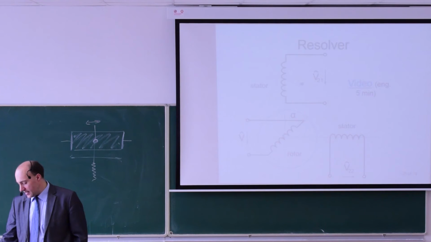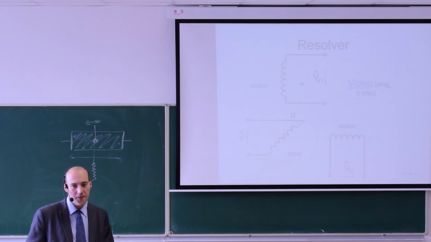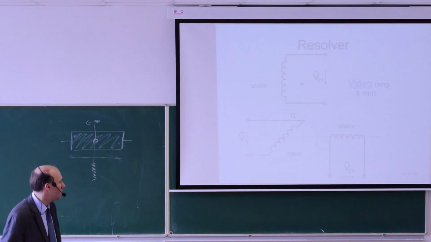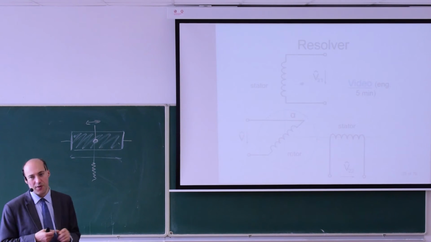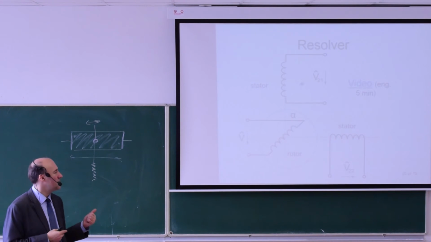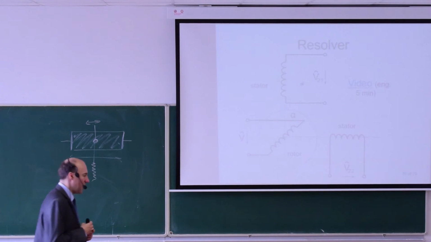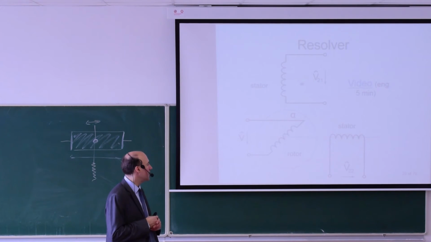So, the second inductive sensor will be very different. It is called a resolver. It is also an inductive sensor, but this is a sensor for angular displacement. LVDT is a sensor for linear displacement. But if you want to measure angular displacement, you have to use a resolver.